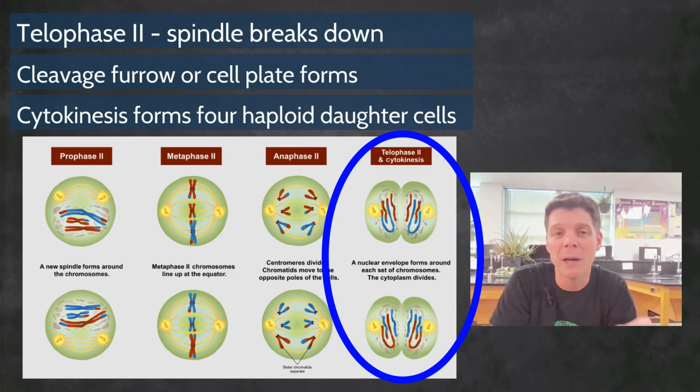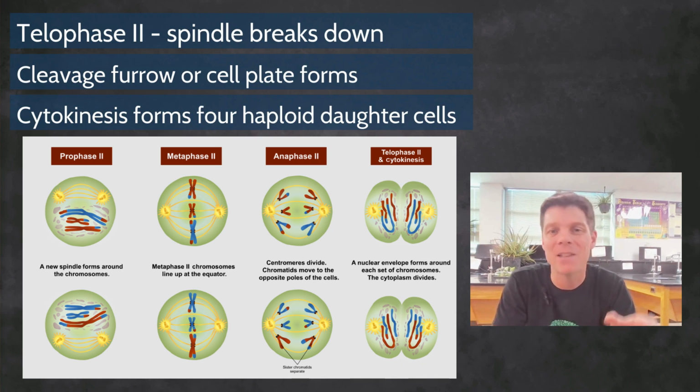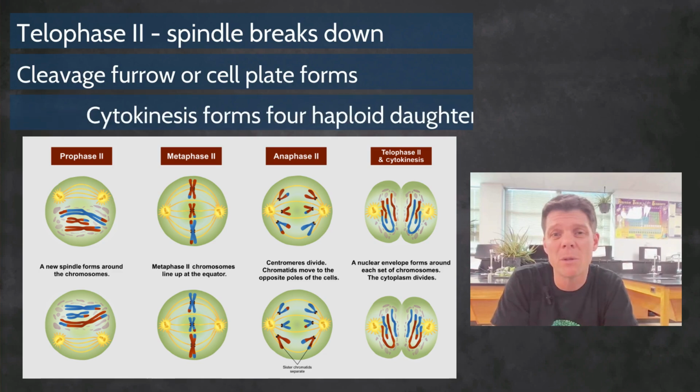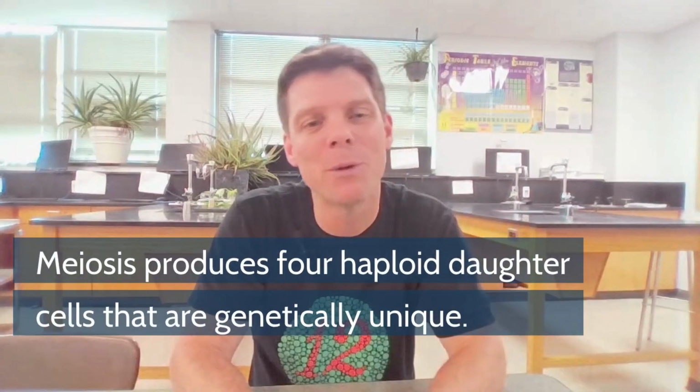The meiotic spindle breaks down, nuclear envelopes reform, chromosomes decondense, and a cleavage furrow forms in animal cells or a cell plate forms in plant cells. Finally, cytokinesis occurs as the cell divides. The result? 4 haploid daughter cells, each genetically unique, each containing a single copy of every chromosome.